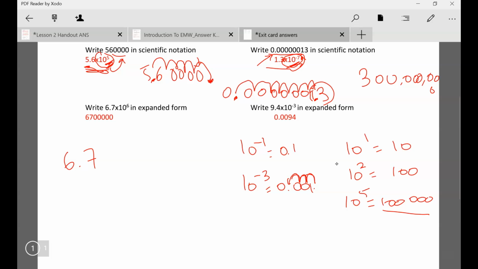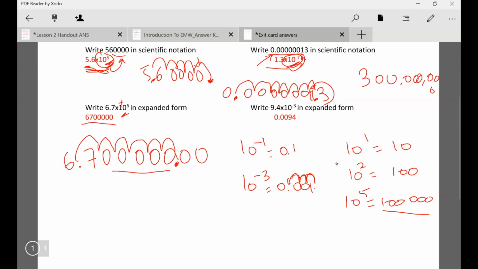So we're just going to move the decimal place 6 places to the right because it's a positive power. We're going to get a big number. So just for the sake of it, we're going to add a bunch of zeros so that we can see where we're moving. 1, 2, 3, 4, 5, 6. So that's 6, 7 followed by 1, 2, 3, 4, 5 zeros. And that's the answer right there.